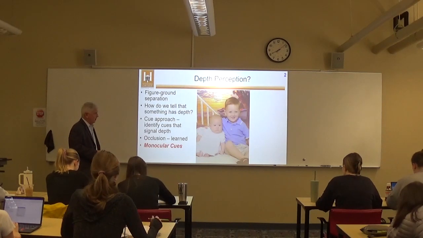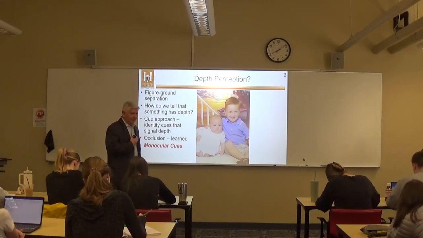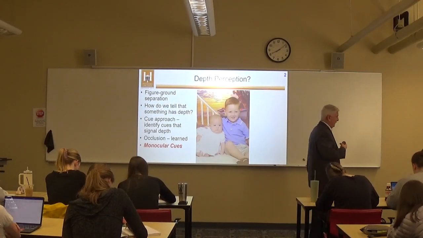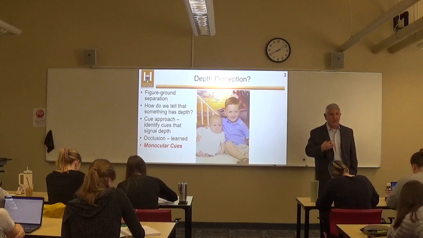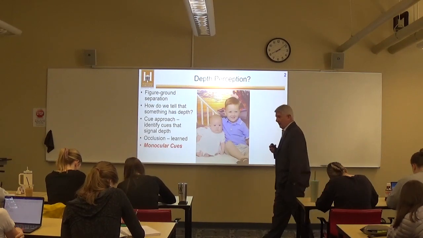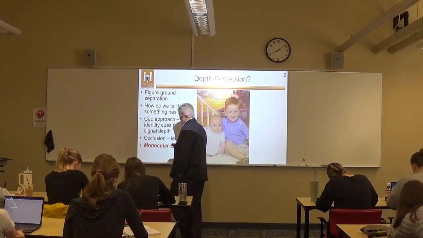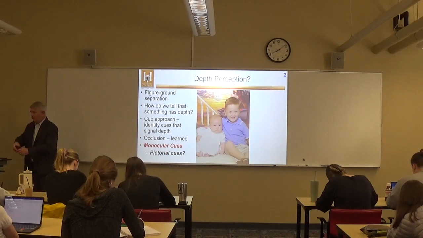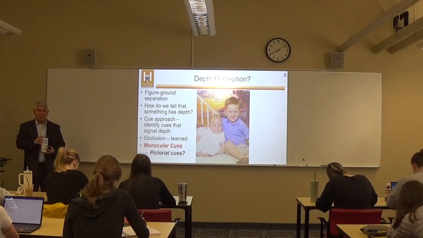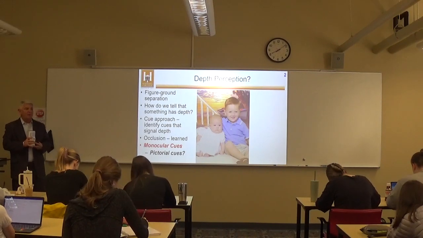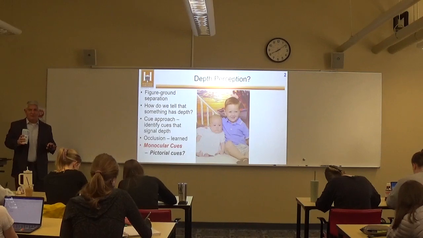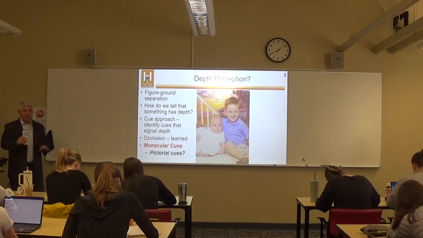So occlusion is a learned cue. If something is covering something up, the thing that's being covered up is behind the other thing. And we have other cues that are learned. Sometimes these are also called pictorial cues, because all of these cues help us perceive depth in a two-dimensional image, in a picture.